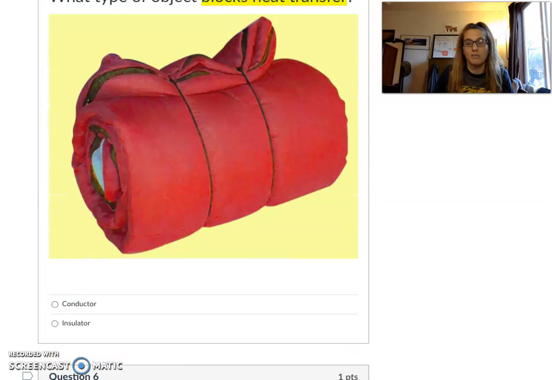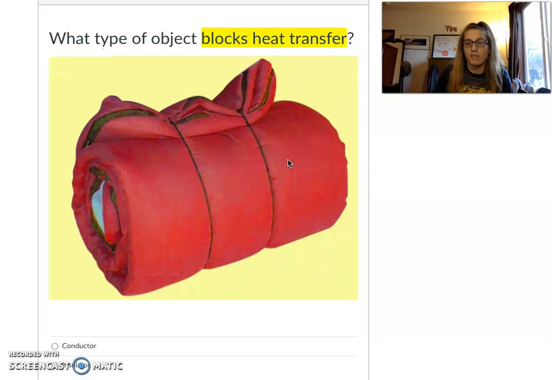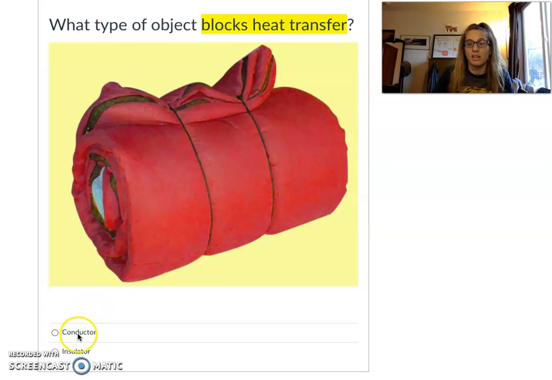Question 5. What type of object blocks heat transfer? So it will protect your hand if you're trying to touch something, or it will keep your heat in. It blocks it from getting out like this sleeping bag does. Is that called a conductor or an insulator? Press pause, choose your answer, and play to begin.